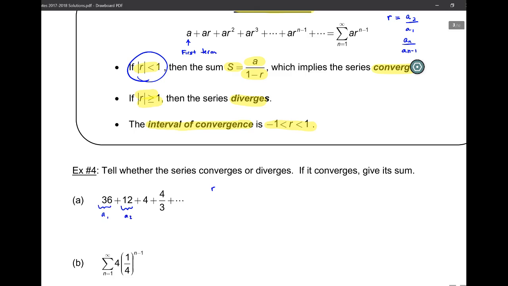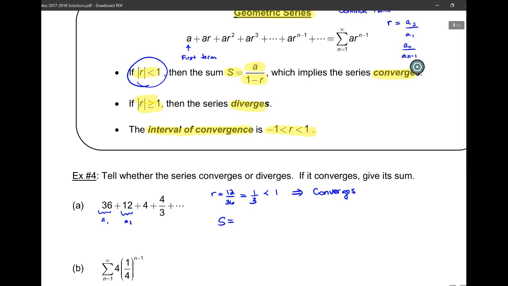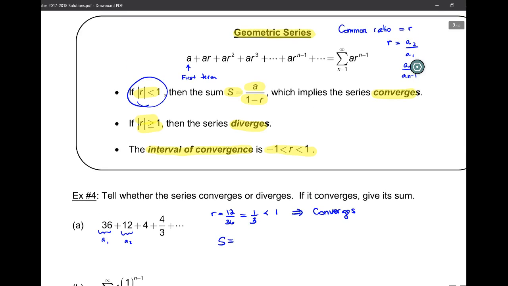So the common ratio is going to be 12 over 36, which is equal to 1/3. And that's going to be less than 1. Therefore, we know it converges. Now, if we know that, then we can find the sum. The sum is going to be, so A is referring to the first term, so it's going to be 36 over 1 minus 1/3. So we have 36 over 2/3, which is going to give us 54. So there's our sum.